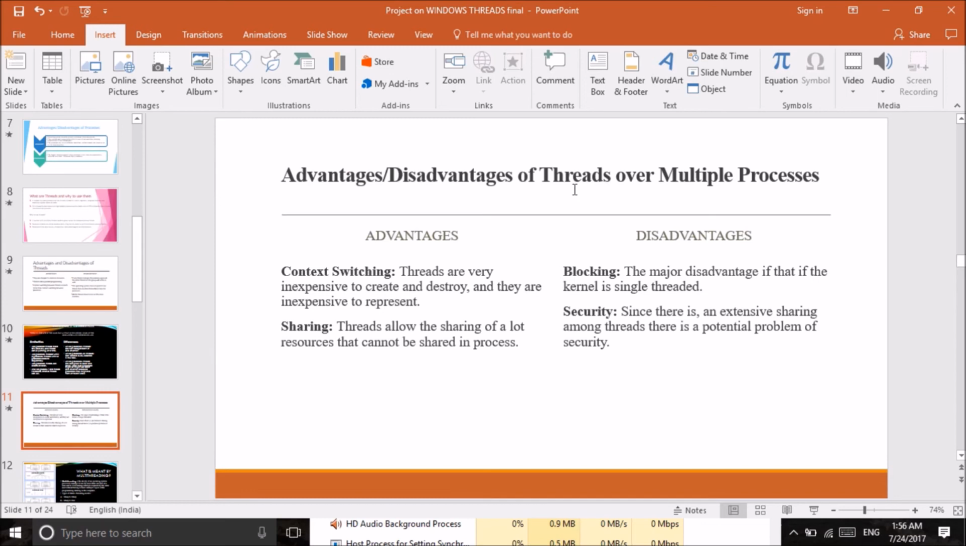Next up, we have advantages and disadvantages of threads over multiple processes. Advantages: threads are very inexpensive to create and destroy. They are inexpensive to represent. And coming to sharing, threads allow sharing of a lot of resources that cannot be shared in a process. Coming to disadvantages, the major disadvantage is that the kernel is single threaded, and security breaches. Since there is extensive sharing among threads, there is a potential security problem.